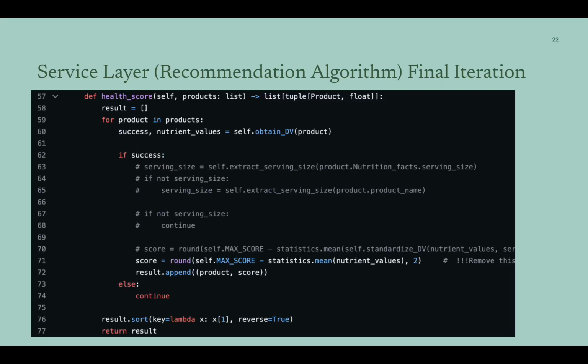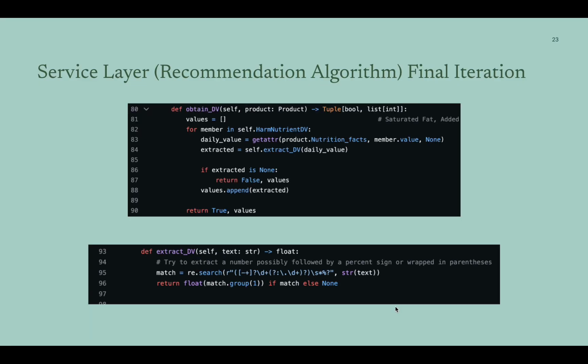To calculate the health score, it calls the health score method, which evaluates the health score of each product by taking the mean percentage of harmful nutrients, our saturated fats, added sugars, and sodium, and subtracting this value from a defined maximum score. Two helper functions support this process: obtain DV, which organizes the daily value percentages for each nutrient, and extract DV, which extracts numeric daily value from the product's nutrition information.